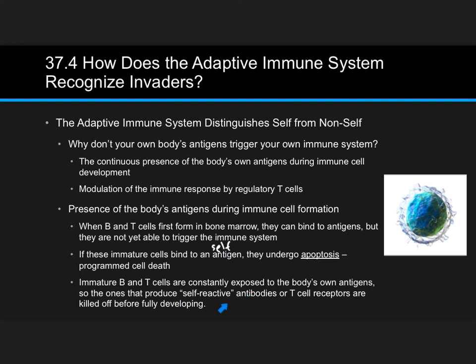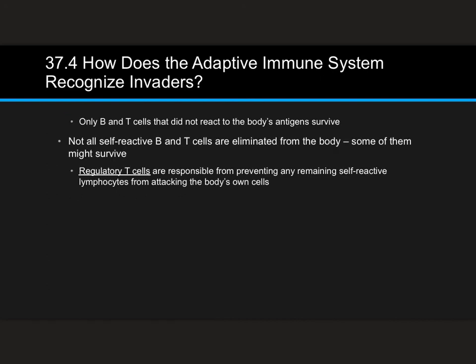We only want the ones that are going to react to foreign bodies. So ideally, only B and T cells that did not react to the body's antigens survive. They mature. However, in reality, sometimes some of them skip through. Some of them might survive. So you might end up accidentally with some B and T cells that still attack your own cells in your body, right? You kind of get this autoimmune disease problem, which is what this can lead to.